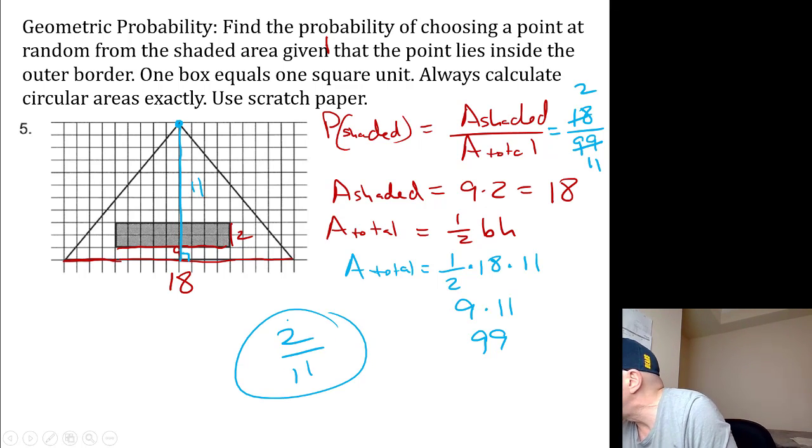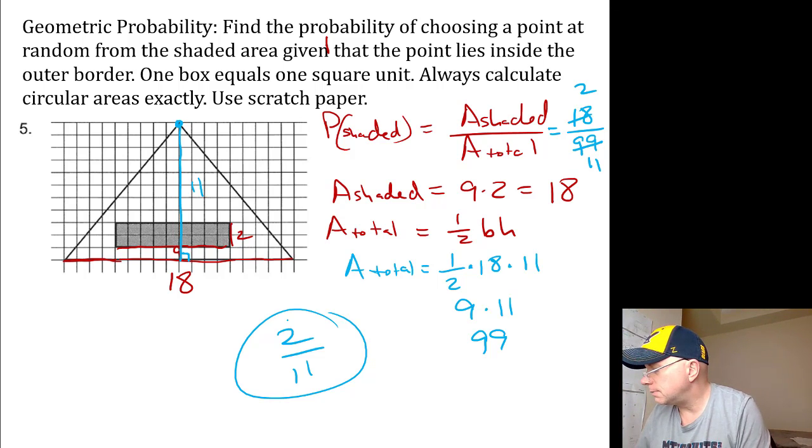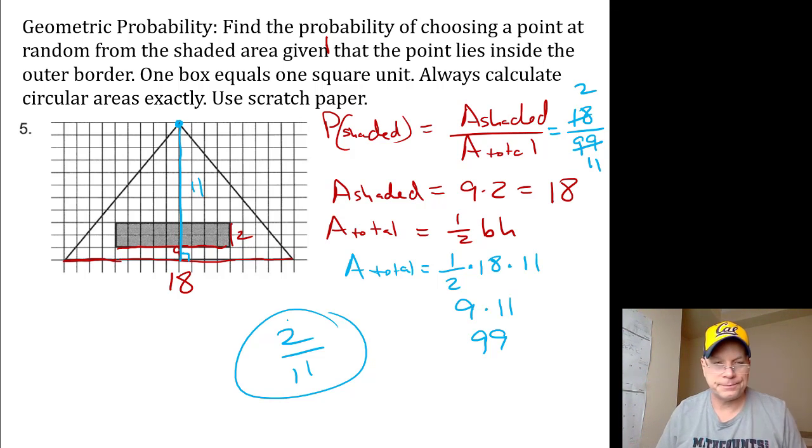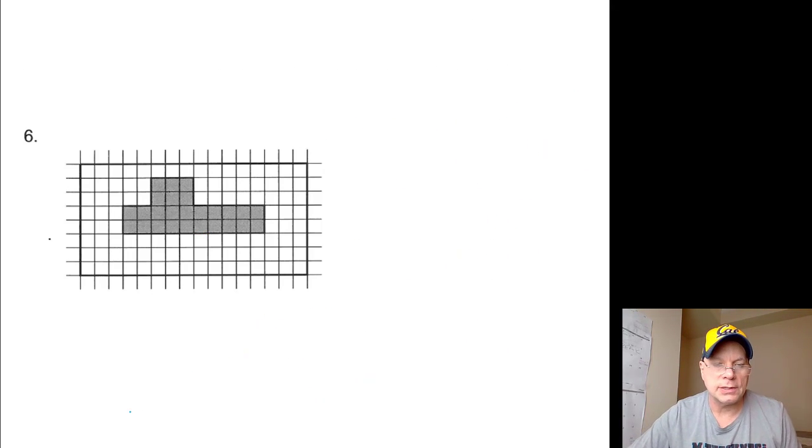I can't find it. There it is. Yes, that's correct. 6.